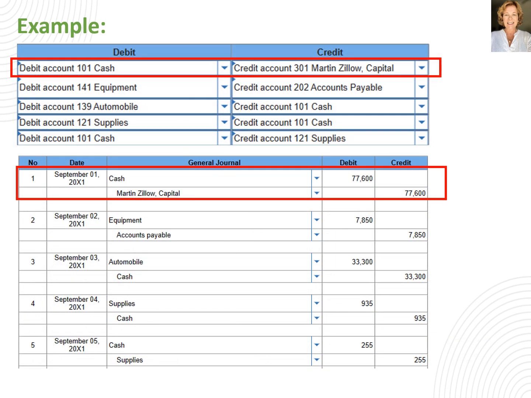Each transaction is now entered as a journal entry. For instance, for the first journal entry, we write the date and then cash and a debit for $76,800. On the next line, we slightly indent and write Martin Zillow Capital and a credit of $76,800. We repeat the process for each transaction until all journal entries are complete.